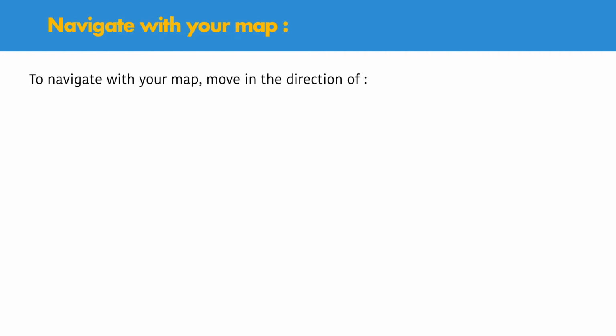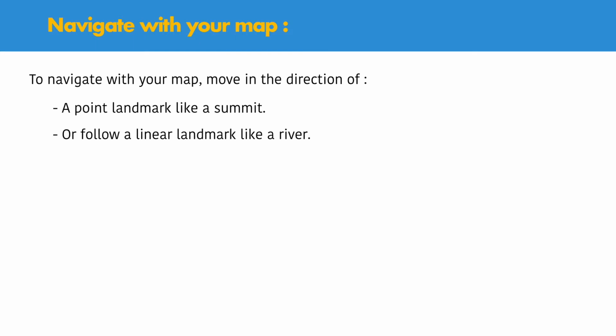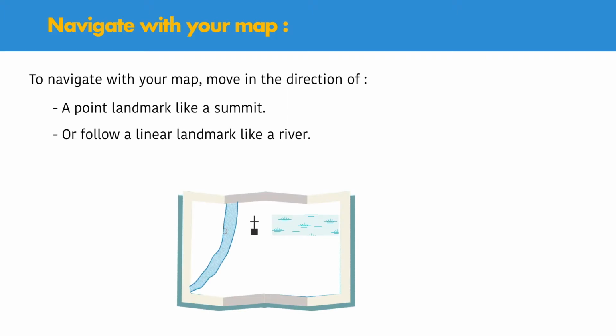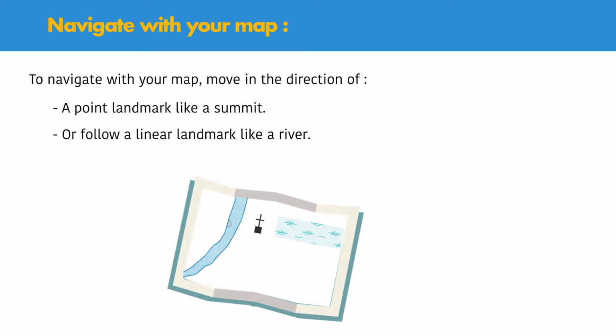Now, to navigate using only your map, all you have to do is move in the direction of a point landmark like a summit, or follow a linear landmark like a river. But do not forget that you should orient your map as you are moving. Not constantly like a GPS, but at the same time not after an hour. I can't give you an exact time duration between each time you have to orient your map because it depends on multiple things like your capacity of remembering your trail and the topography of your area. But as long as you are attentive when you are outdoors, when it's time to orient your map, you will have a feeling to do it.